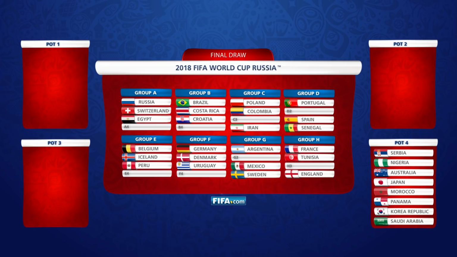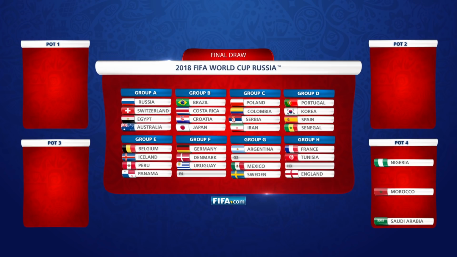Finally, we must ensure that we don't get stuck. Here, pot 4 is being emptied and the draw is coming to its conclusion. Nigeria, Morocco and Saudi Arabia are the teams left to be drawn. If Saudi Arabia is drawn next, then in theory they could go to Group F as there is no geographic clash.